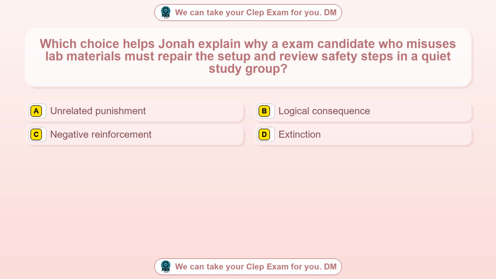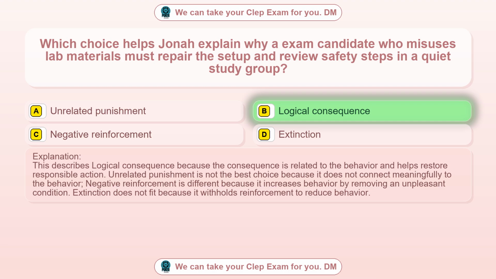Question 73. Which choice helps Jonah explain why an exam candidate who misuses lab materials must repair the setup and review safety steps in a quiet study group? Option A, unrelated punishment. Option B, logical consequence. Option C, negative reinforcement. Option D, extinction. The correct answer is option B, logical consequence.